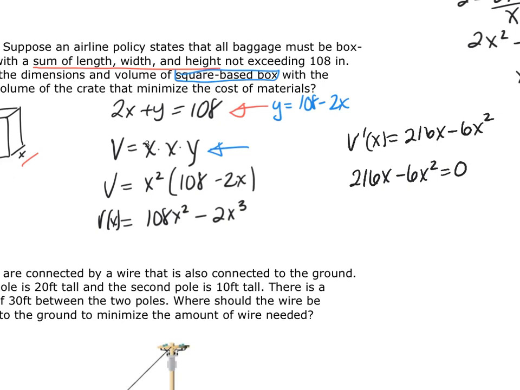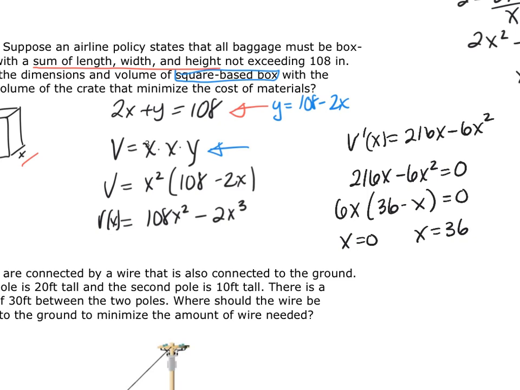I'm going to factor a 6x, I hope. Does 6 divide 216? 36. Does it? Cool. We like that. So we get 6x is going to factor out, leaving me 36 minus x is equal to 0. So I get x is equal to 0 and x is equal to 36.